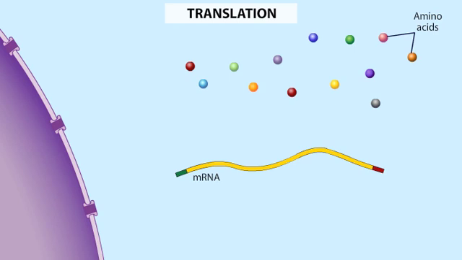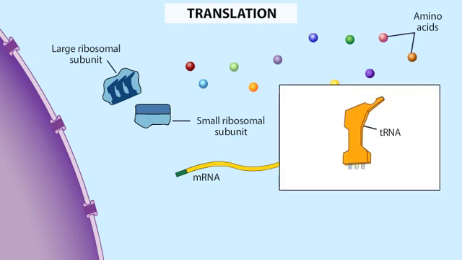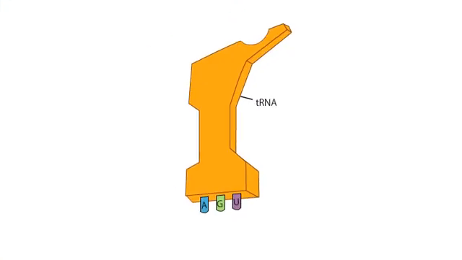Second, there must be molecules called ribosomal subunits, the protein production factories where amino acids are linked together in the proper order to produce a protein. Finally, molecules called transfer RNA or tRNA interpret the mRNA code and link specific base sequences on the mRNA with specific amino acids to make proteins. tRNAs play a central role in translation.